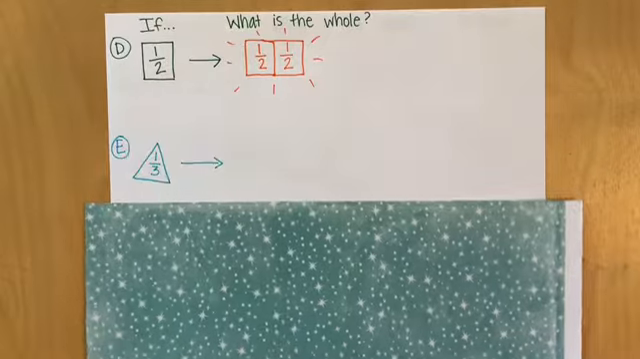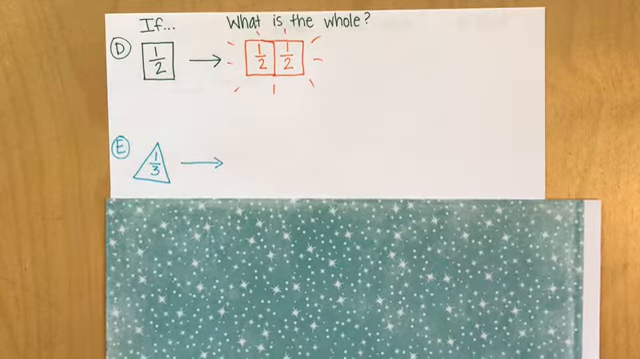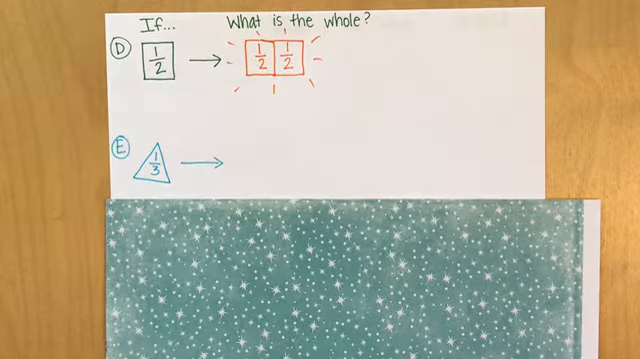Go ahead and write E. And this time we have a triangle. So if this is 1/3 of our whole, what does our whole look like before we cut it up into pieces? Go ahead and try it, press pause, and press play when you're done.